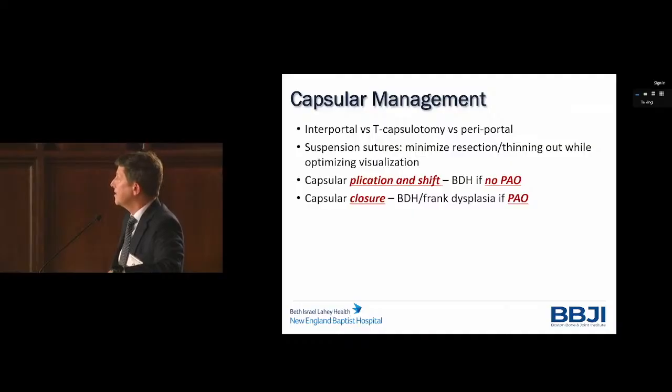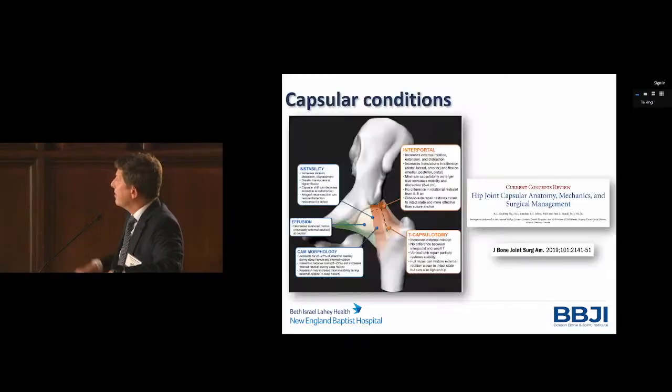If you have an unstable borderline dysplastic patient, frank dysplasia, in combination with a PAO, I would only do a closure. Paul Boulay had this really nice paper overview of the different types of capsulotomies, what they entail and what the result is in terms of stability and range of motion. It's really a good summary. I always have the fellows read that as well.